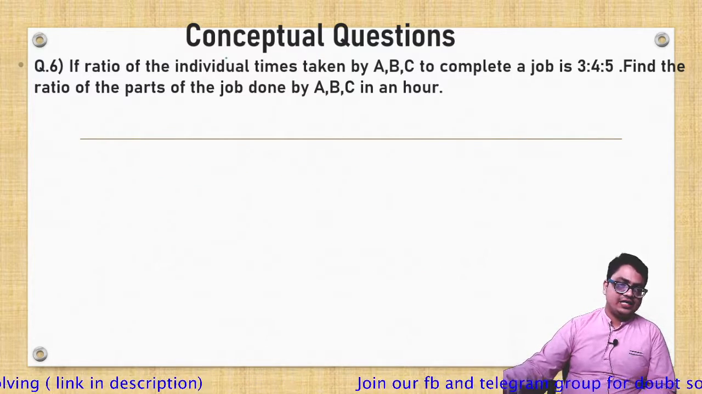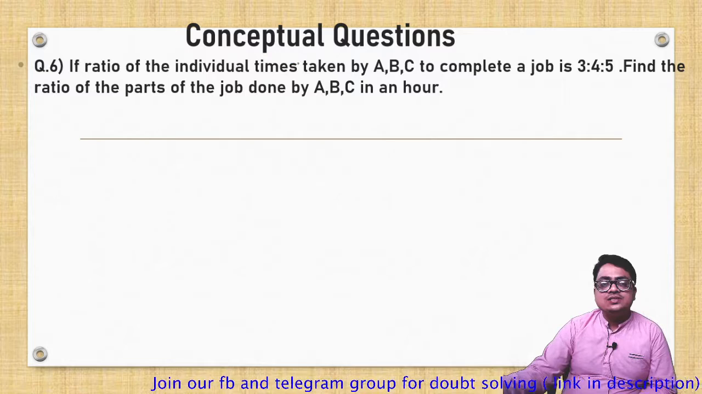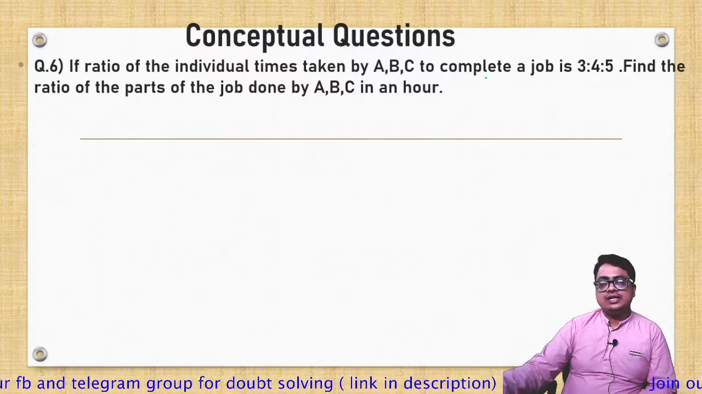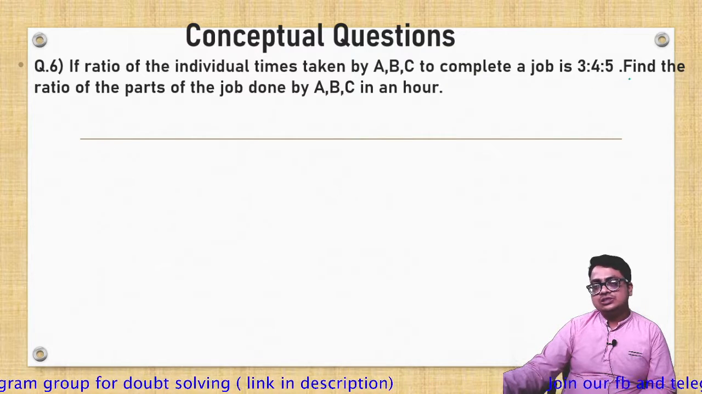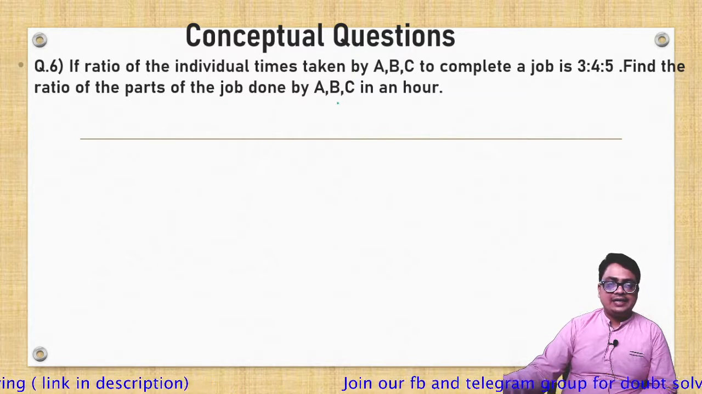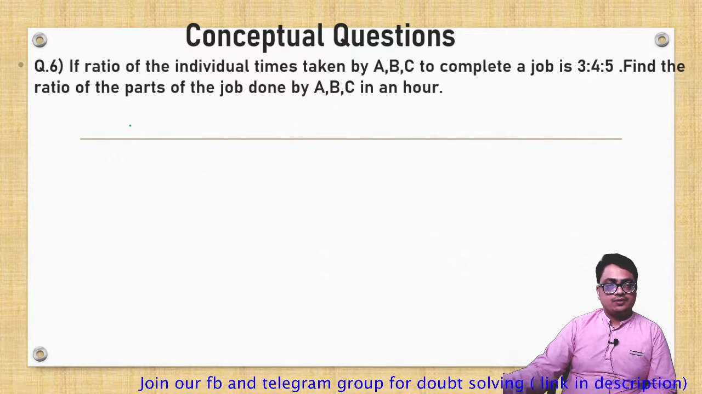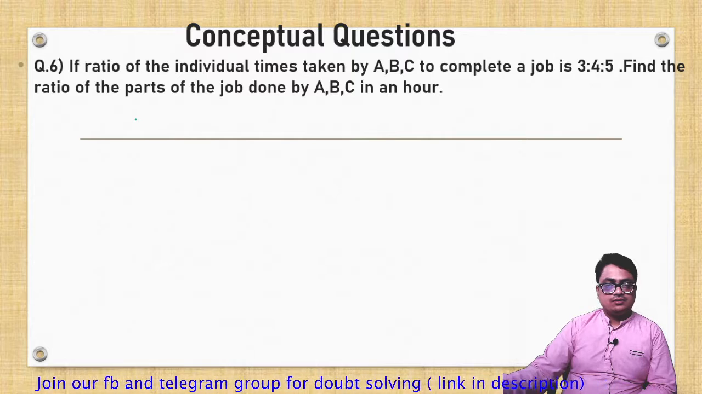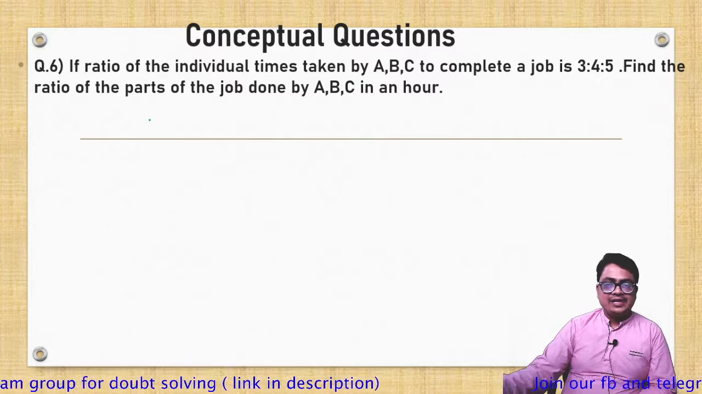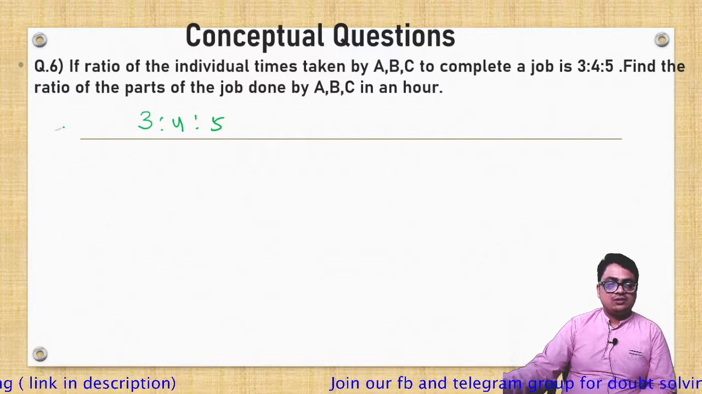So the next problem says, if the ratio of the individual times taken by A, B, C to complete a job is 3:4:5, find the ratio of the parts of the job done by A, B, C in an hour. Time taken is 3:4:5.